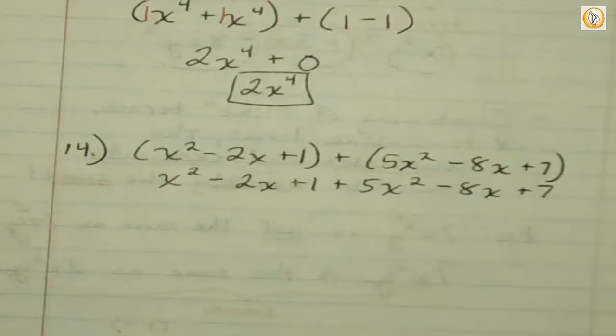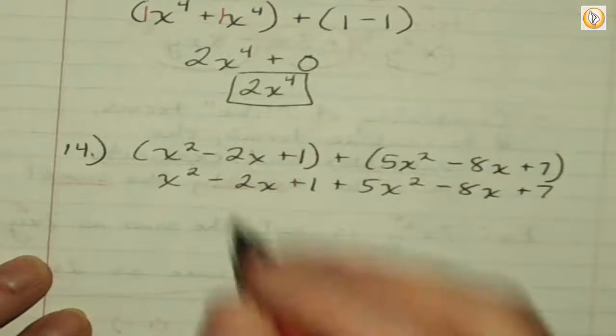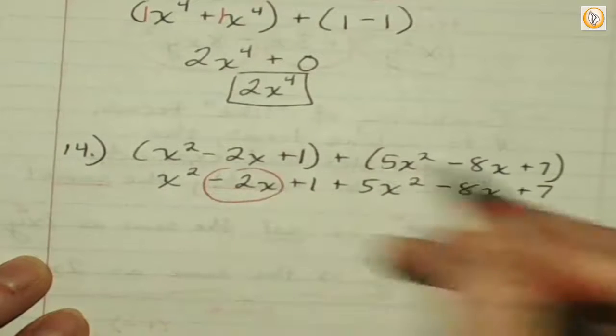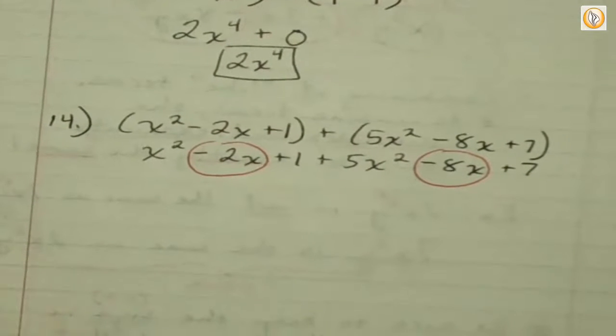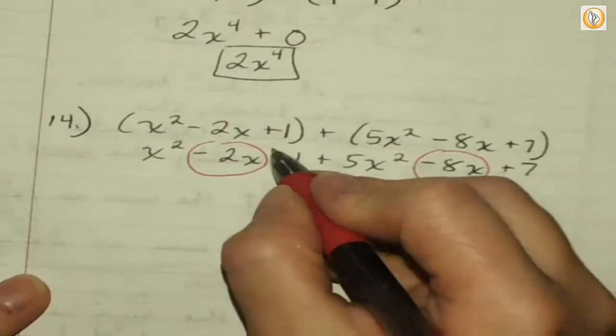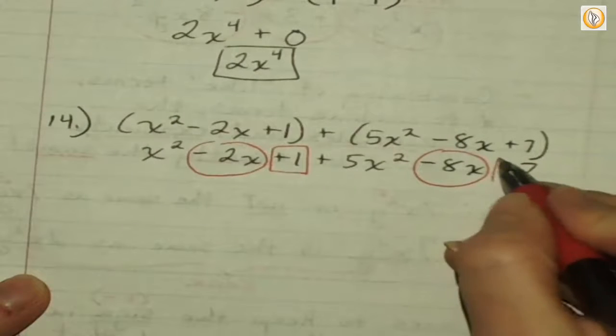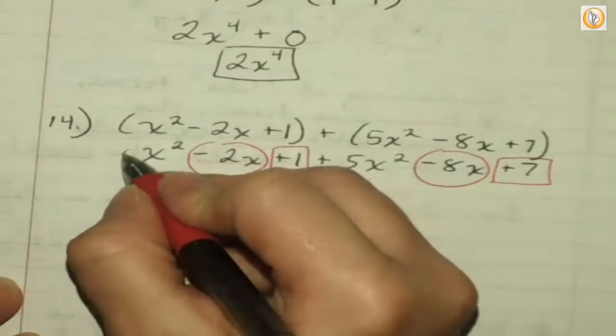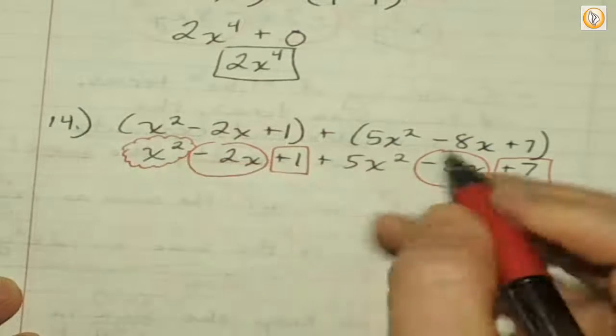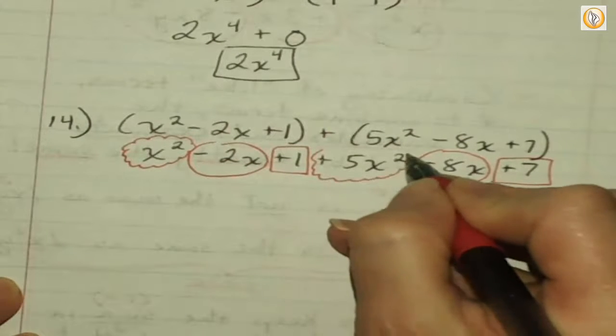Izzy, what are some things I can combine? Negative 2x and negative 8x. There we go. 1 and 7. Positive 1 and positive 7. And x squared plus 5x squared. Alright, so I'm going to do flower. And I'm including the sign.